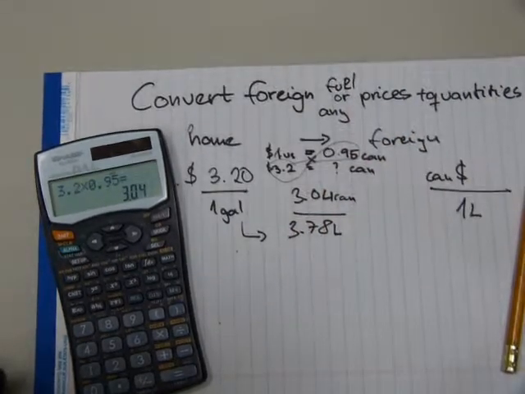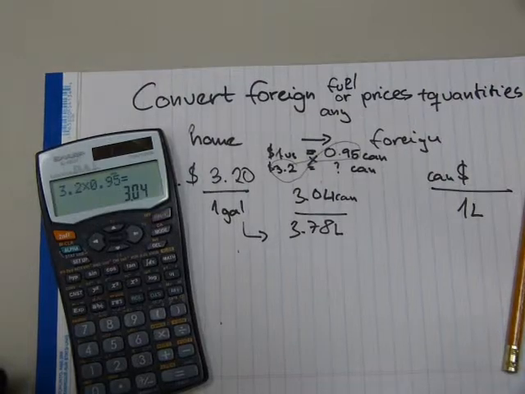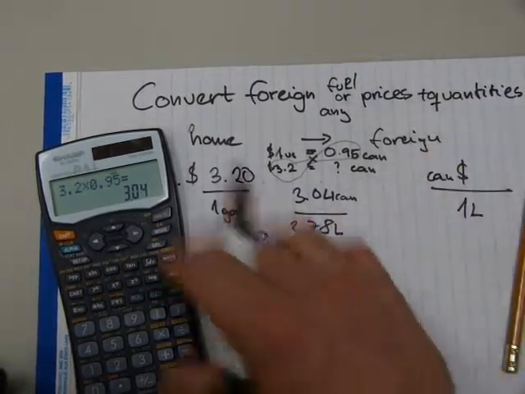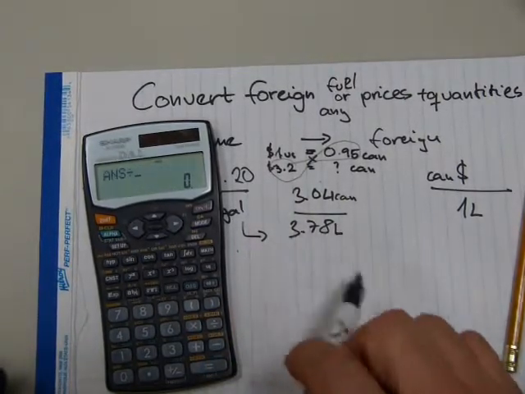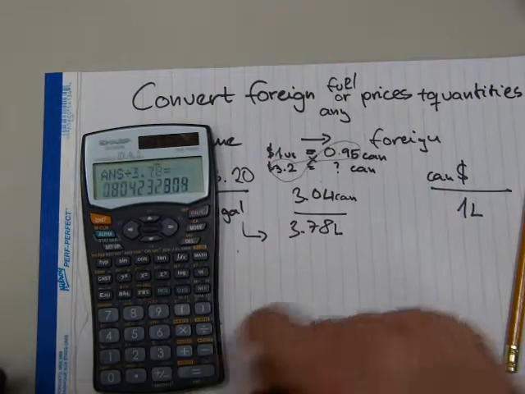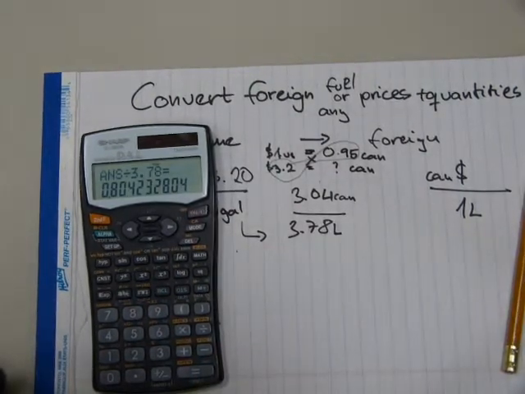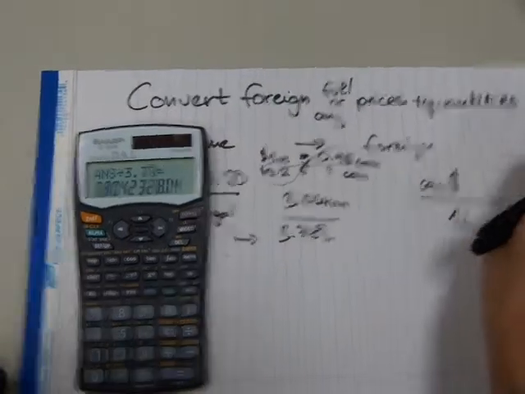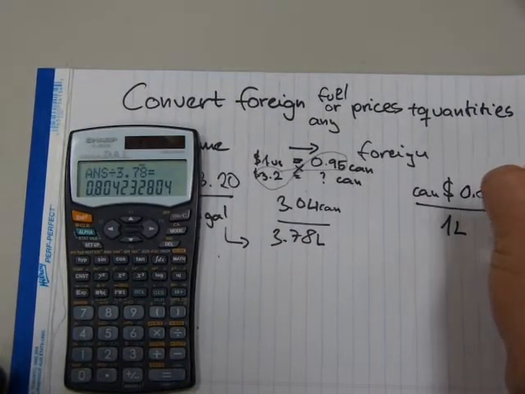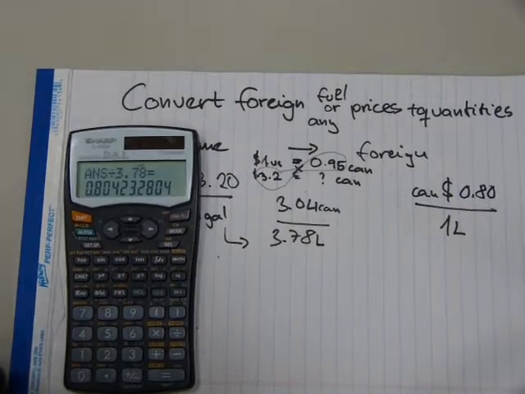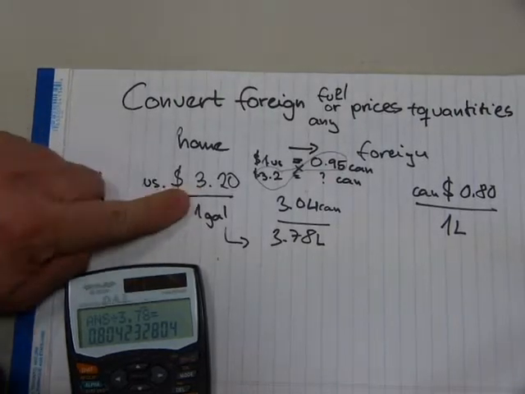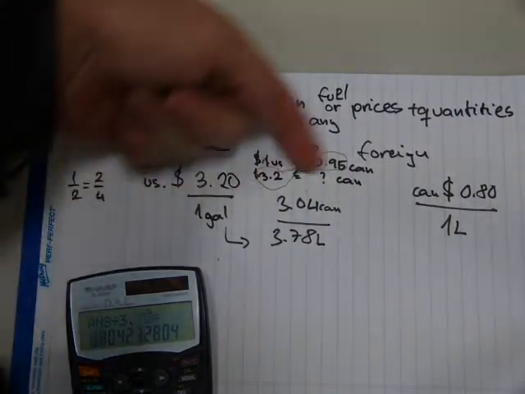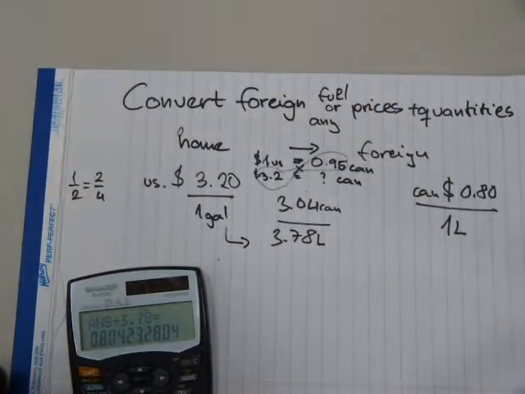buying us 3.78 liters of gas. What we need to do is just do the division. Every fraction is a division. So now we have to divide the 3.04 by the 3.78, and what we get out of it is 0.80, and that is our next numerator, and it goes there. Here's the whole length of calculation. So $3.20 buying us a gallon is the same as 80 cents Canadian buying us a liter. These two are the equivalent fractions.